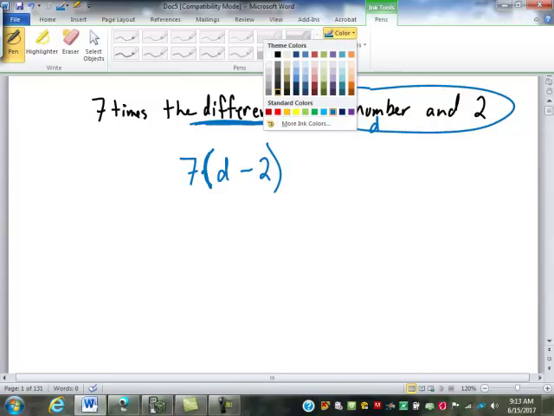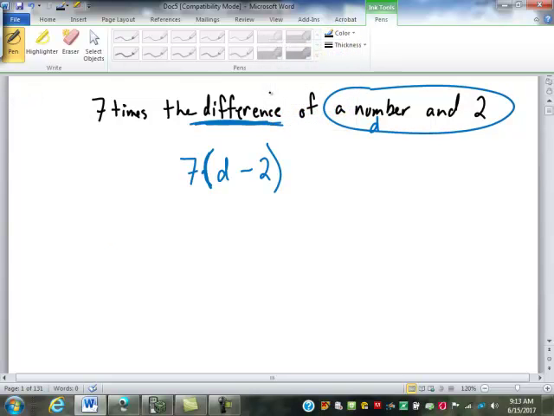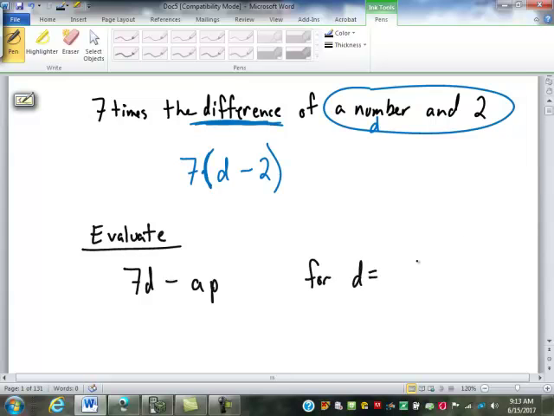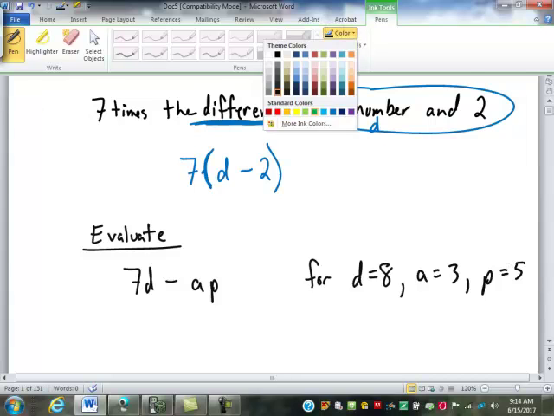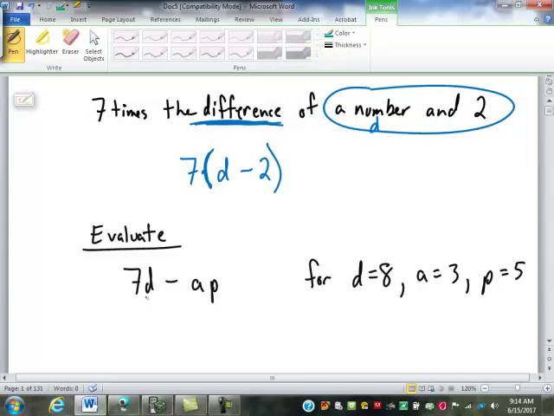The other thing we used our variables for was for formulas. We were asked to evaluate an expression. So we might be asked to evaluate 7D minus AP for D equals 8, A equals 3, and P equals 5. So that means we first have to replace each of these letters with the specified value.